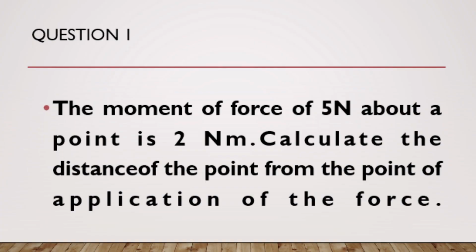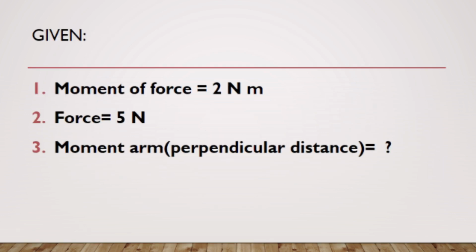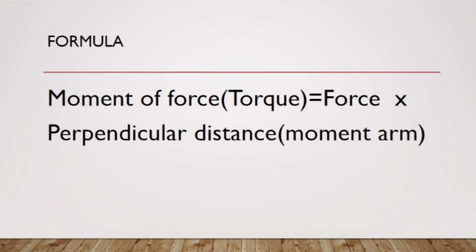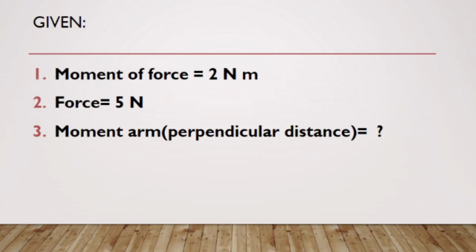Moment of force of 5 Newton about a point is 2 Newton meter. Calculate the distance of the point from the point of application of the force. Here we can see that moment of force is given as 2 Newton meter and the force is 5 Newton. Here we can use the formula, that is moment of force is equal to force into perpendicular distance. Here we need to find the distance using this formula.